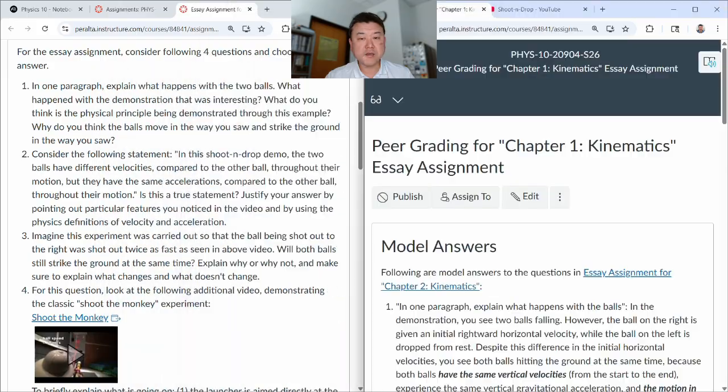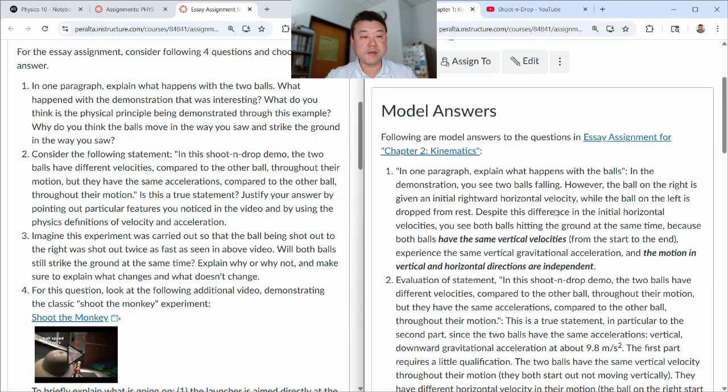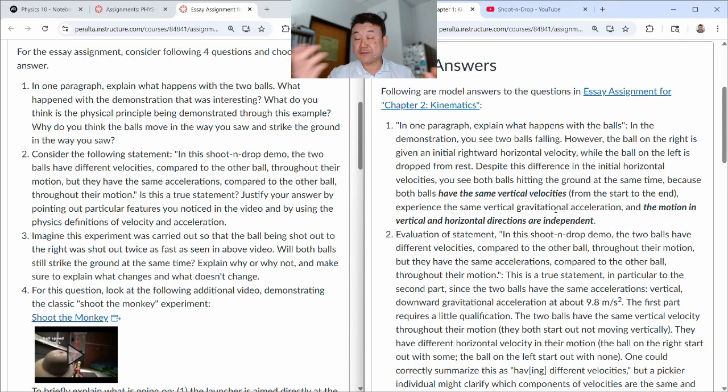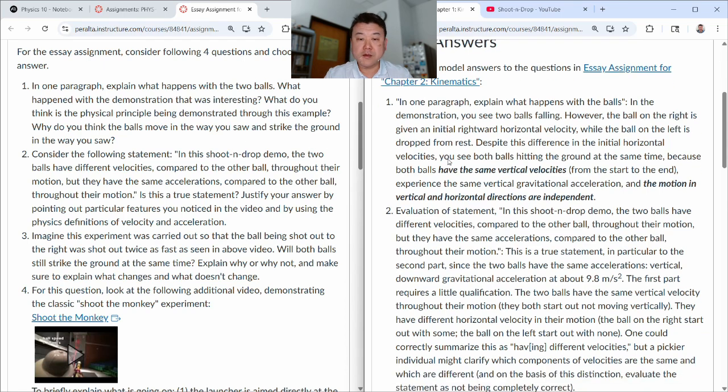Model answers are in this peer grading item. Again, these used to be peer graded assignments. I'm not doing it anymore because of AI. These were frankly not the most AI proof assignments, or even Wikipedia proof assignments. So question 1, I already read it.